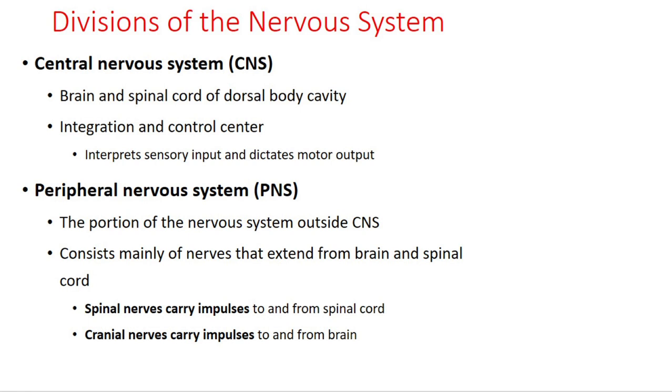The peripheral nervous system is anything outside the central nervous system. So spinal nerves and cranial nerves that emanate from the spinal cord and brain respectively are going to be part of the peripheral nervous system. We also want to include things like receptors and effector organs as part of the peripheral nervous system to an extent.